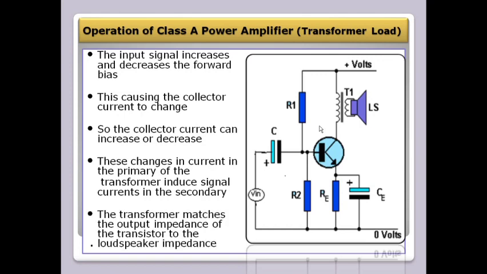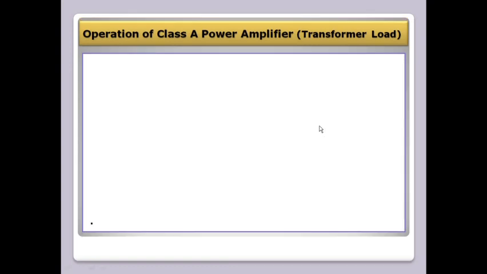So the transformer matches the output impedance of the transistor to the loudspeaker impedance, because the primary has high impedance, which is connected to the high impedance collector, and the low impedance loudspeaker is connected to the low impedance secondary.